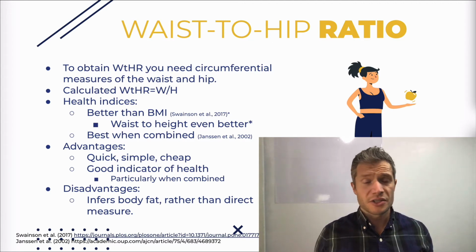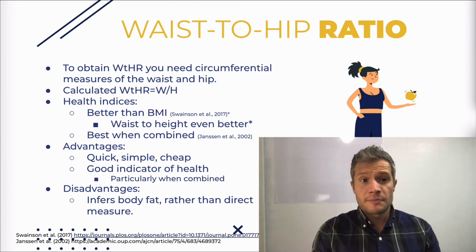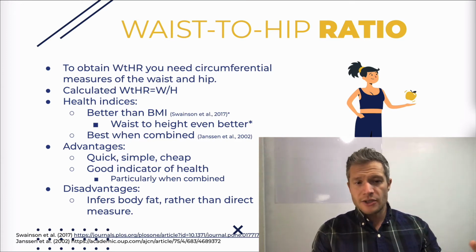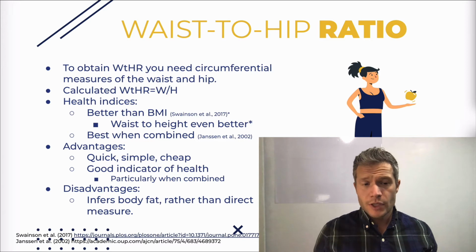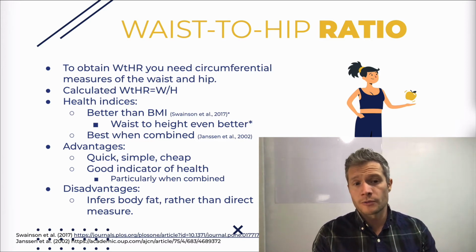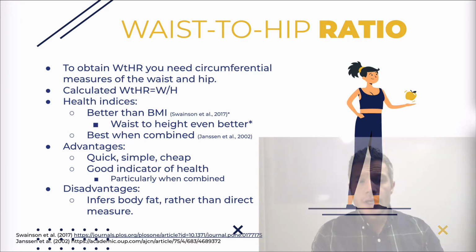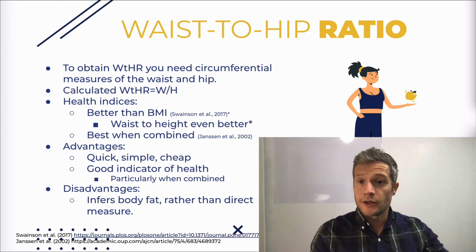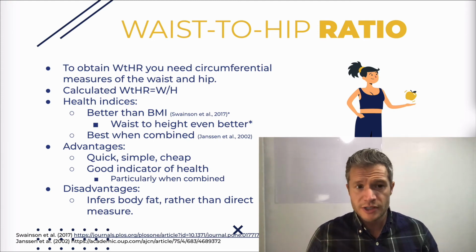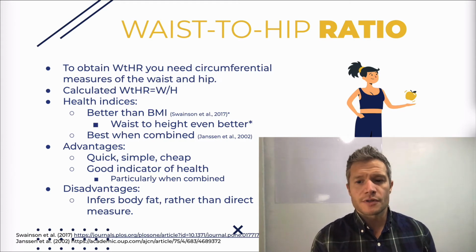So the advantages, just like the BMI, is quick and easy, simple, cheap. You don't need big machines or expensive lab equipment. Again, you just need a measuring tape. Fairly attainable for most people in the world, regardless of poverty levels or not. And a good indicator of health, particularly when combined with other measures. Great. The disadvantage is, again, it infers rather than directly measuring body fat.